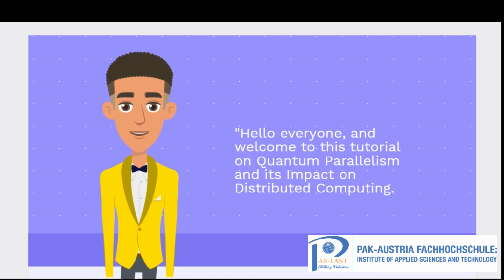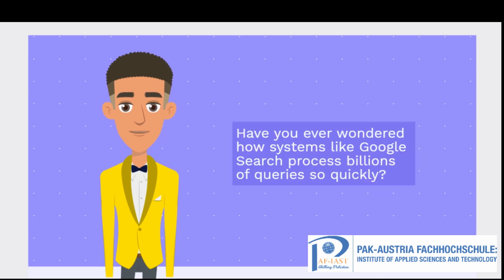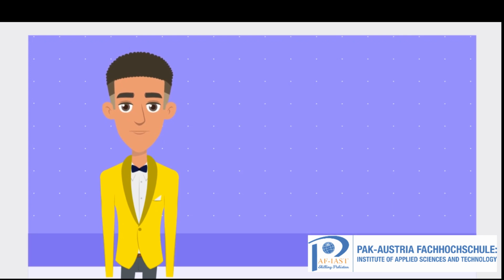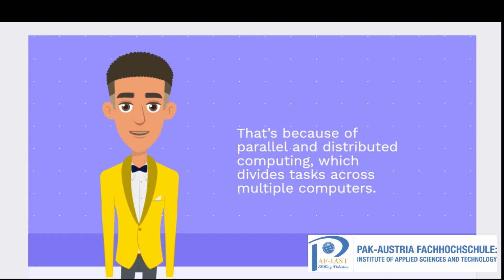Hello everyone, and welcome to this tutorial on quantum parallelism and its impact on distributed computing. Have you ever wondered how systems like Google's search process billions of queries so quickly? That's because of parallel and distributed computing, which divides tasks across multiple computers.